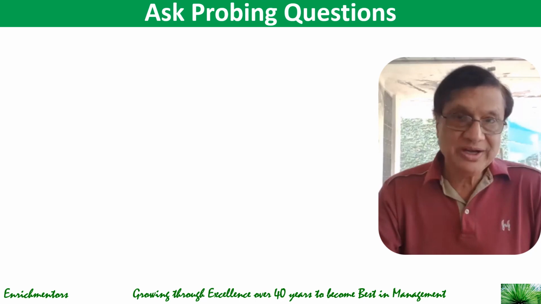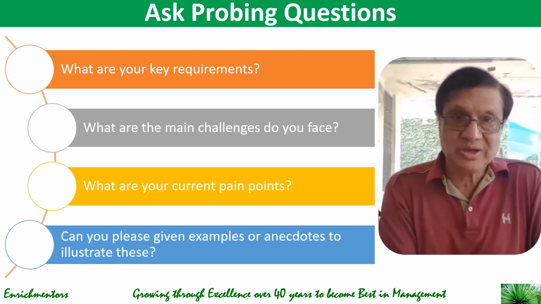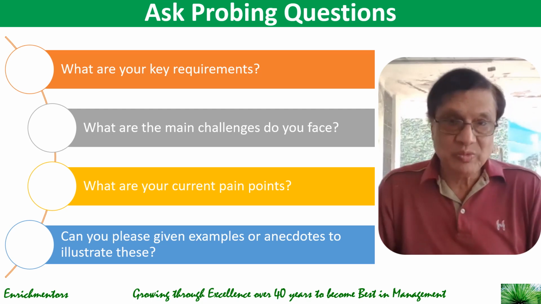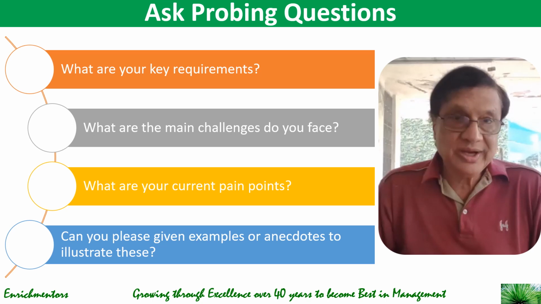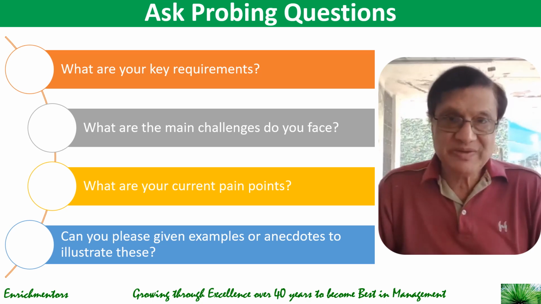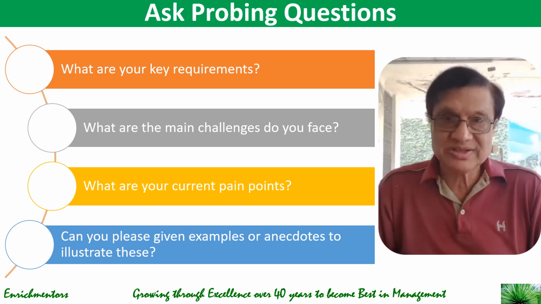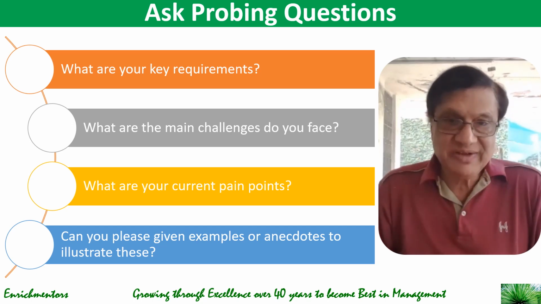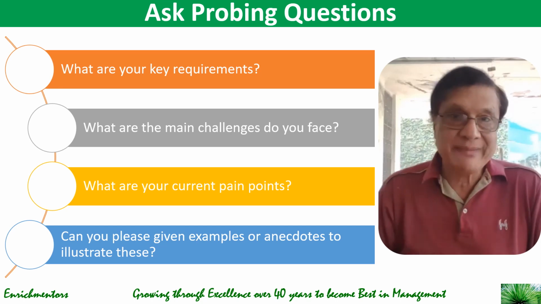So an open-ended question could be, what are your key requirements? What do you need? What are the main challenges that you have? What are your current pain points? And also, you can encourage stakeholders to provide specific examples and anecdotes to illustrate their needs by asking the last question: can you please give an example or anecdote to illustrate these? So get into depth. Keep probing till you fully understand their requirements, challenges, and pain points.